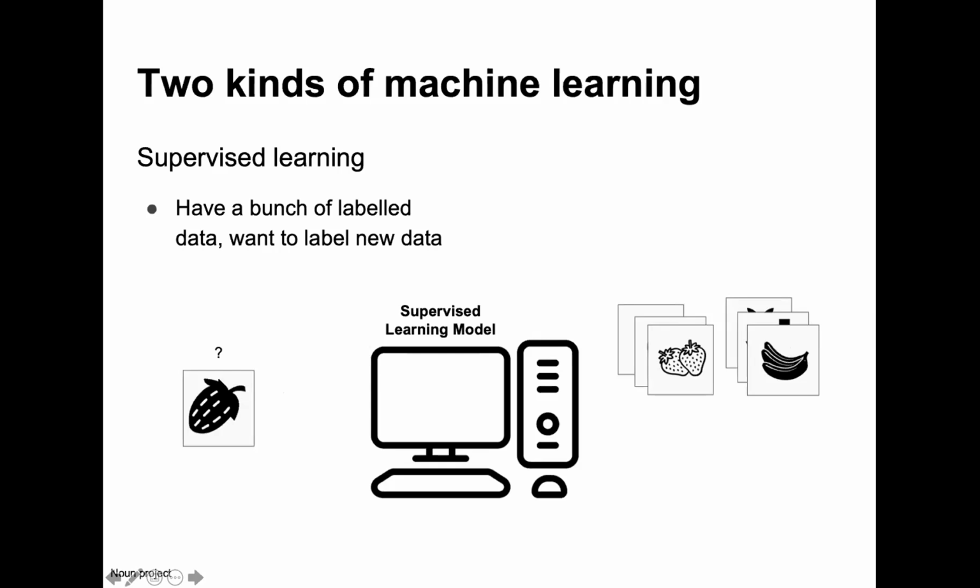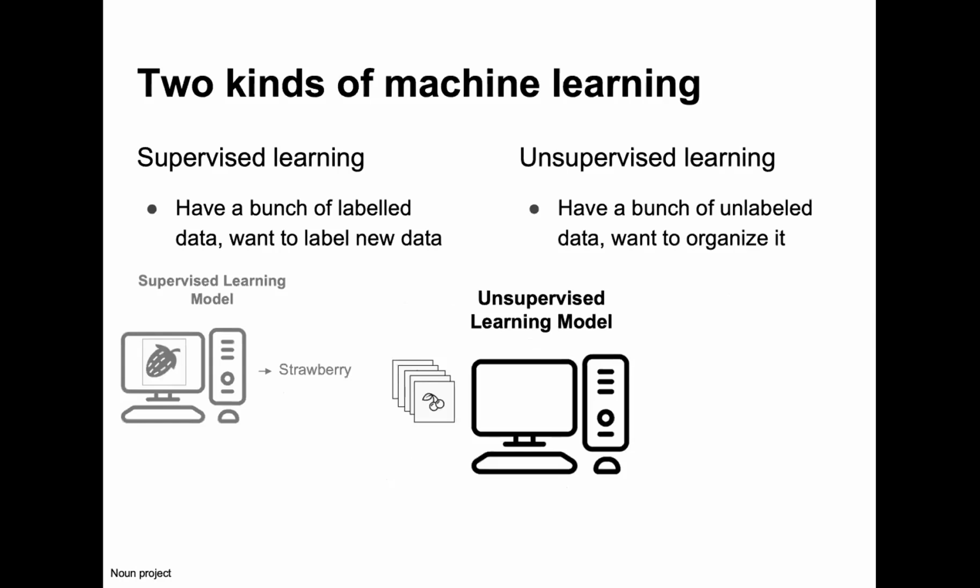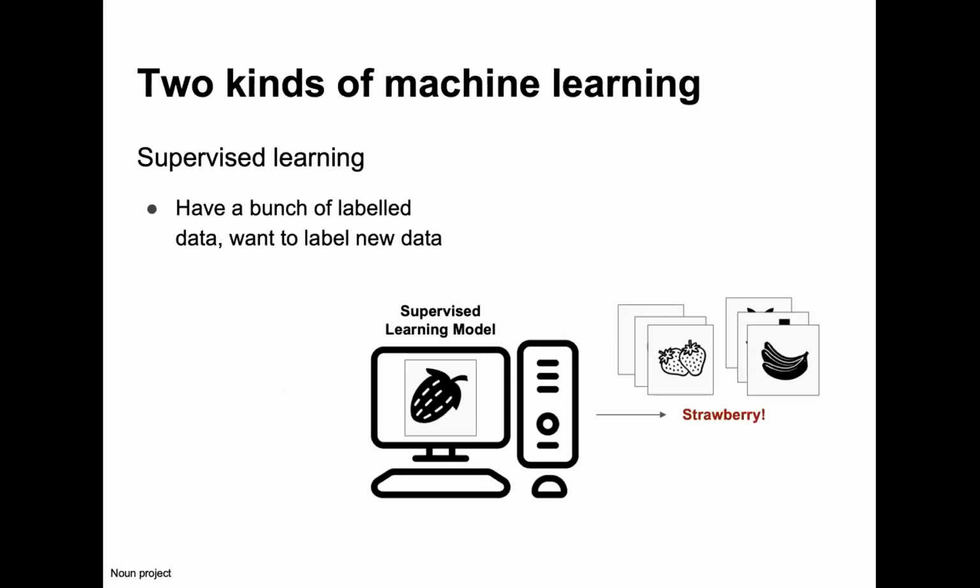You don't have a label for it. You want the computer to be able to just look at the model, look at that image, and then say, this is a strawberry. One of the important things here is that for all of these images, we had labels. We knew that they were strawberries or that they were bananas. So whenever you hear supervised learning, think pre-labeled data.